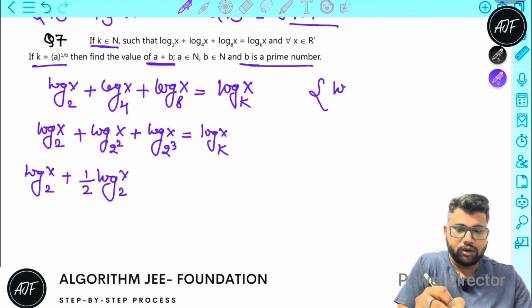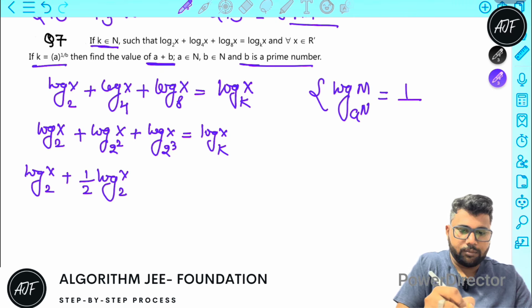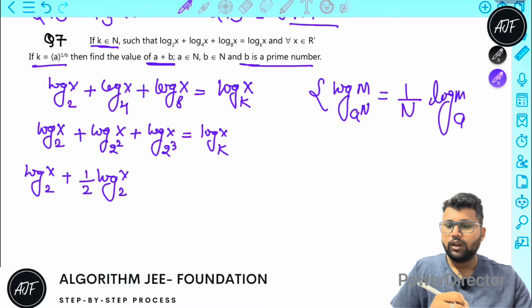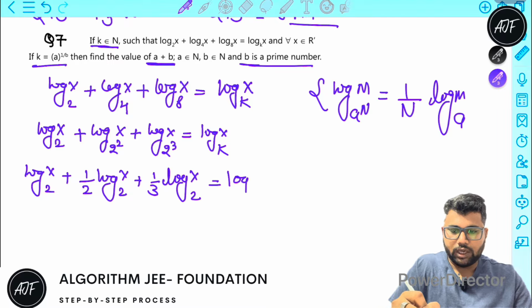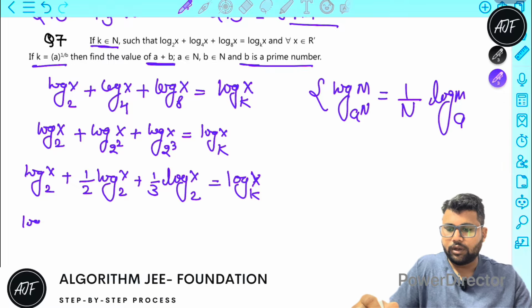Now see that for log base m to the power n, it is 1 upon n log. Similarly, 1 by 3 log x base 2 is equal to log x base k. After that, log x base 2 is common, so the remaining is 1, 1 by 2 and 1 by 3 only.